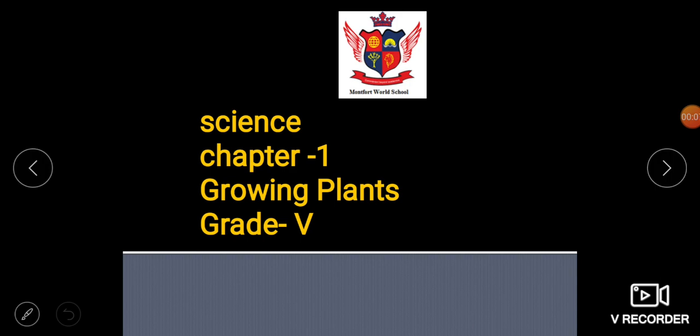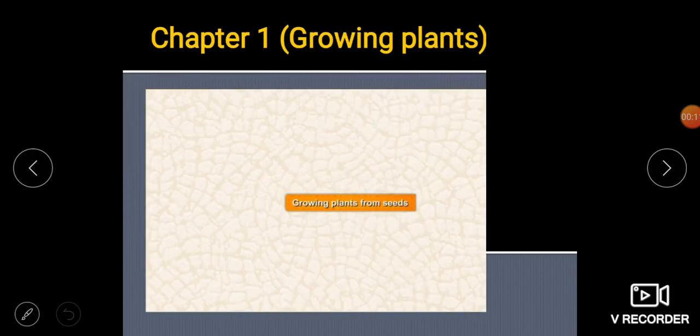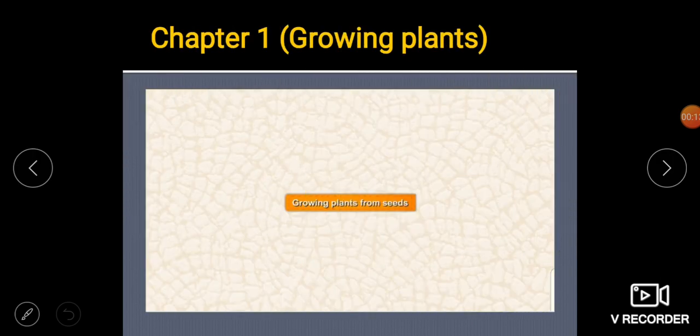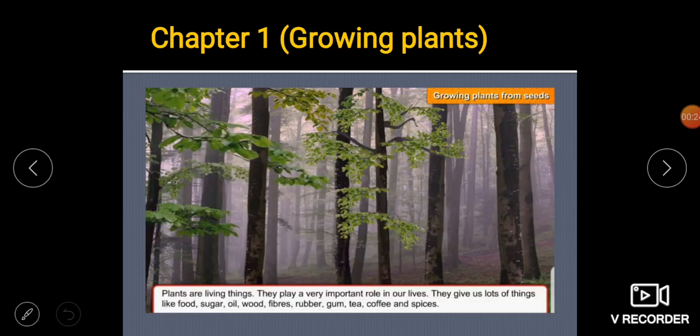Today we'll study chapter 1, Growing Plants, for grade 5. Growing plants from the seeds. There are different parts of the plants from which new plants can grow. Before studying it, first of all, what is the importance of the plants in our lives?